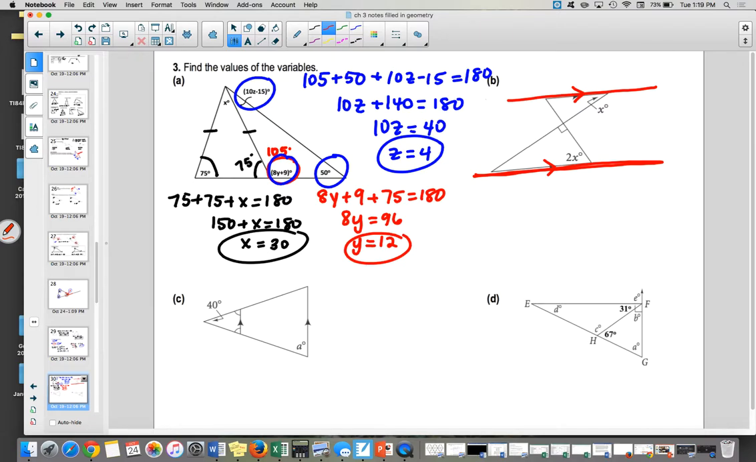For z, would it be negative 4? Or I think it's positive because you'd subtract the 140 over and you'd still have positive 40. Oh, never mind. Yeah, I see what I messed up.